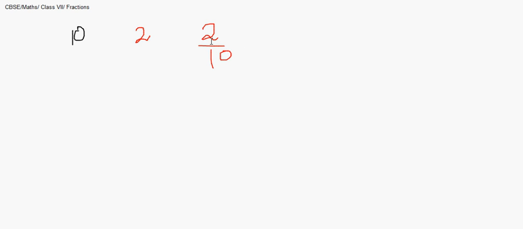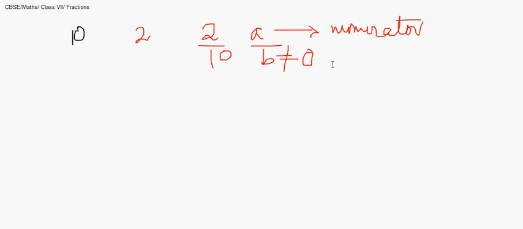So when I'm expressing a number in the form A by B, where this B cannot be equal to 0, it is called a fraction. This A is referred to as the numerator and the B is referred to as the denominator. I will clearly write that. I'll write this as denominator.